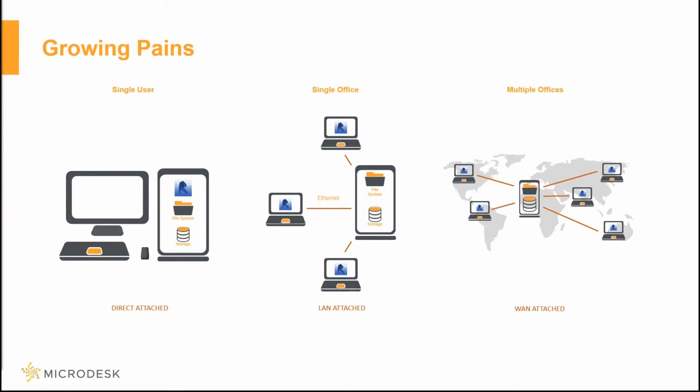As the office grows and you move into a single office environment, you need to introduce components that allow people to work together in a local area network configuration. And so you'll typically find a file server based arrangement where people are accessing shared storage and working on their individual workstations with the same sets of files.